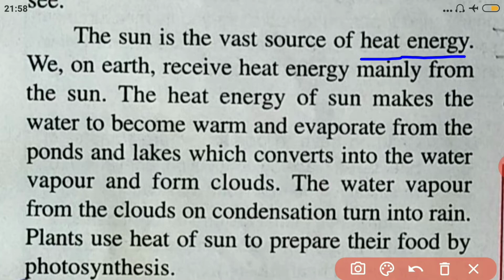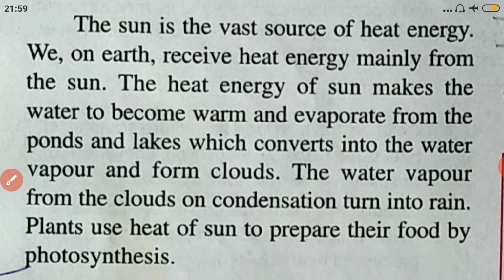We on earth receive heat energy mainly from the sun. The heat energy of the sun makes the water become warm and evaporate from the ponds and lakes, which converts into water vapor and forms clouds. The water vapor from the clouds on condensation turns into rain. So basically here, they are talking about the water cycle. Probably you know what the water cycle is. Plants use the heat of the sun to prepare their food by photosynthesis.